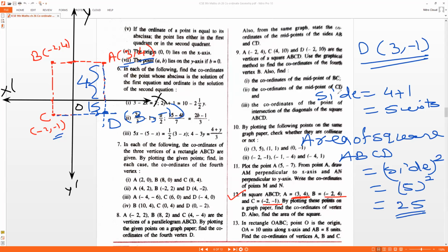Do you understand? Yes, sir. Okay, great. That's all. That's how you can find it. Write down unit square or square units, whatever. Unit square or square units. Done. Shall I erase? Done.